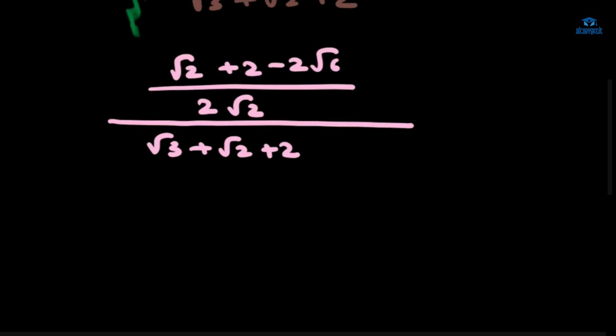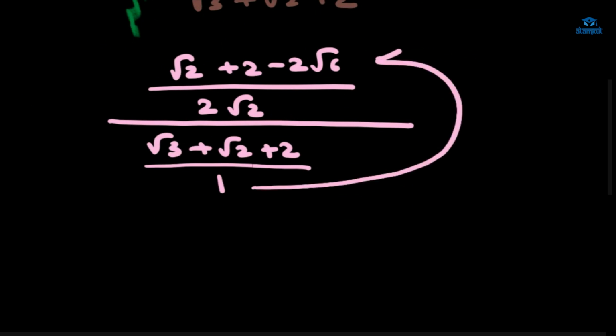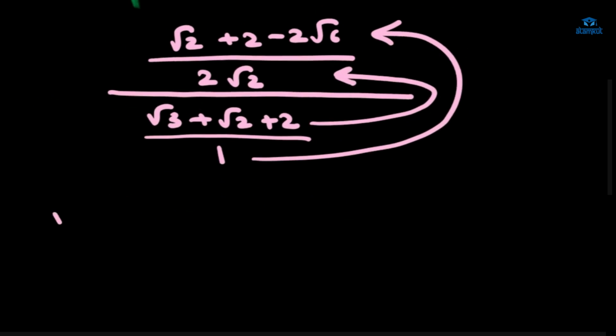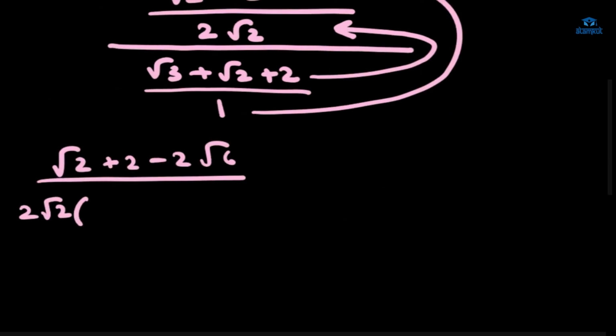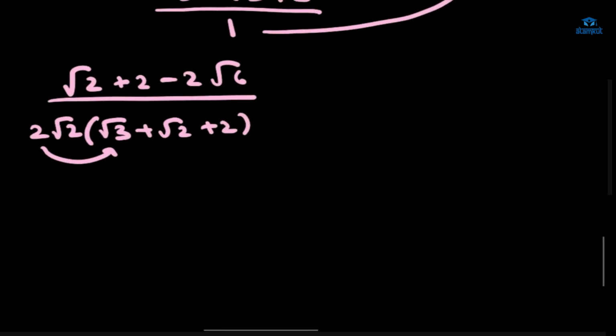Yes, ma'am. Okay. Now see, for the denominator, can we write upon 1? Can we write like this? Yes, ma'am. 1 will go to the numerator and the numerator will go to the denominator. Okay. What will happen? Root 2 plus 2 minus 2 root 6 upon 2 root 2. It will get multiplied by root 3. You people were saying, what is getting multiplied? See, this is only getting multiplied. Okay.